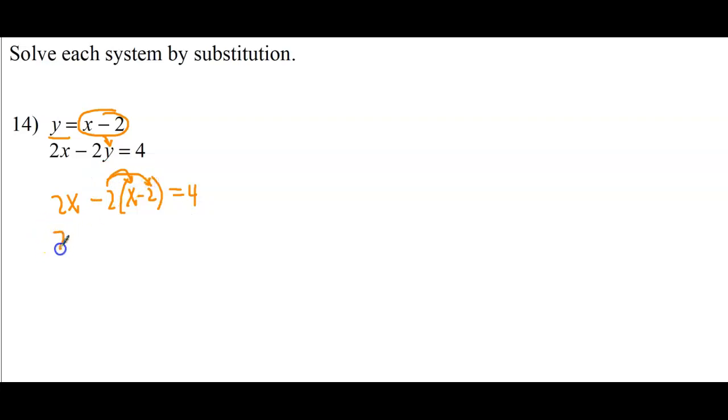Distribute. Combine like terms. Now, when you end up in a situation where the x's just go away, then you're going to be left with a statement, but not a solution, okay? So in this case, I have this statement, 4 equals 4. Is that true or false? Well, that's a true statement, right? 4 equals 4. If it's true, which it is, then the conclusion is that there are infinitely many solutions.